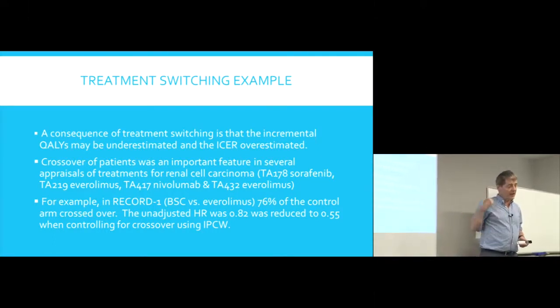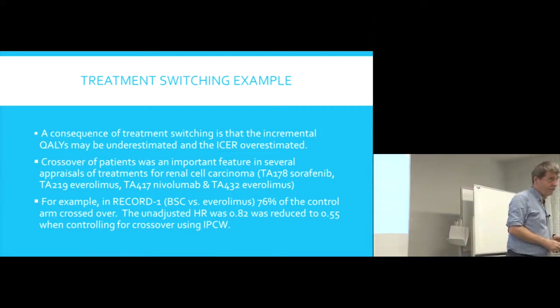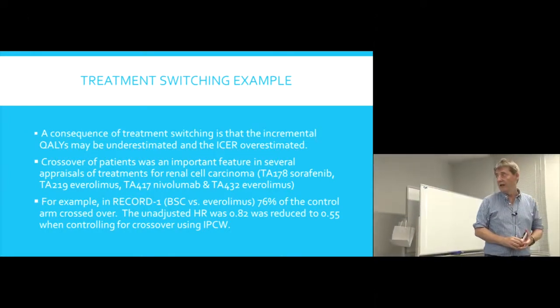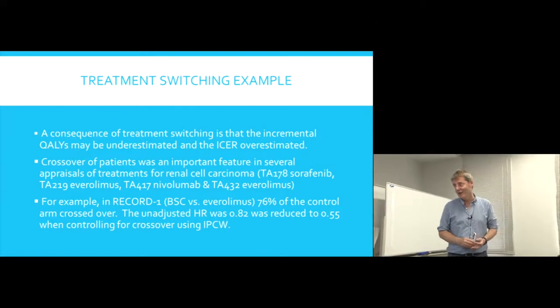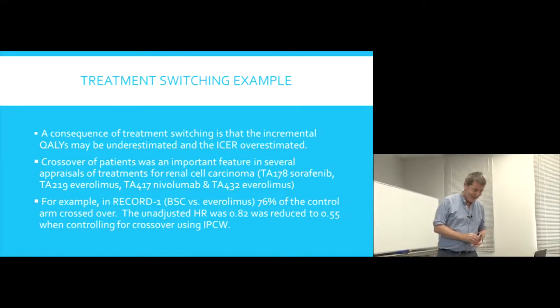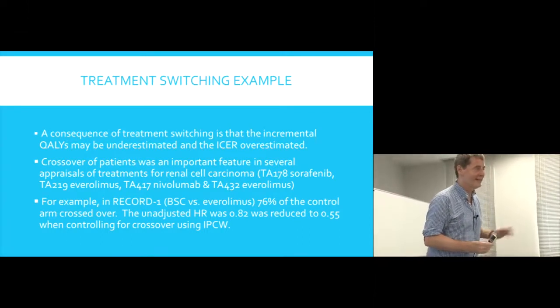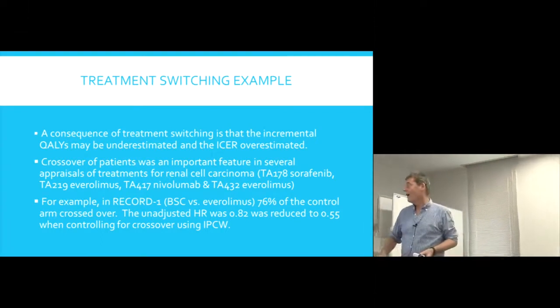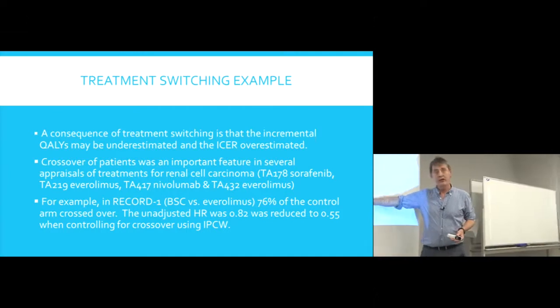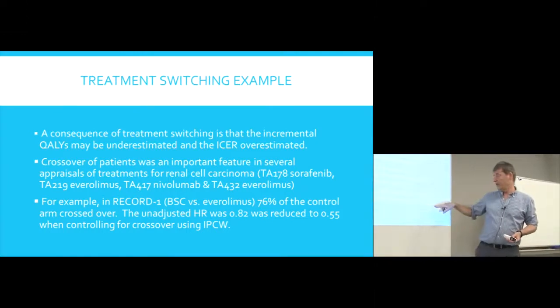Once this estimate was adjusted for treatment switching, in this case using something called IPCW, inverse probability of censoring weights, don't worry about it, just a method, this hazard ratio was reduced to 0.55. In other words, a much bigger treatment effect.